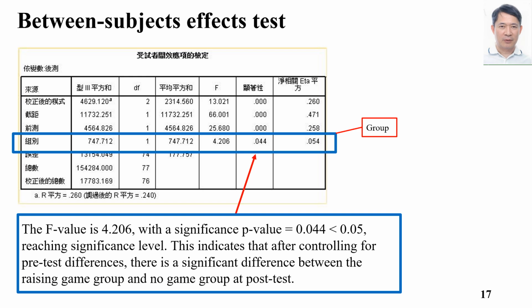At this point, we only need to focus on the group. What we're interested in is whether the group affects the semester outcome. Its significance is 0.044, which is less than 0.05, indicating significance. The F value at this point is what we need to record.